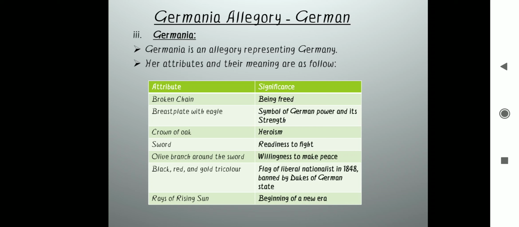Broken chain signifies being freed. Breastplate with eagle, symbol of German power and its strength. Crown of oak, heroism. Sword, readiness to fight. Olive branch around the sword, willingness to make peace. Black, red and gold tricolor flag, the flag of liberal nationalists in 1848, which was banned by dukes of German states. Rays of rising sun, beginning of new era.